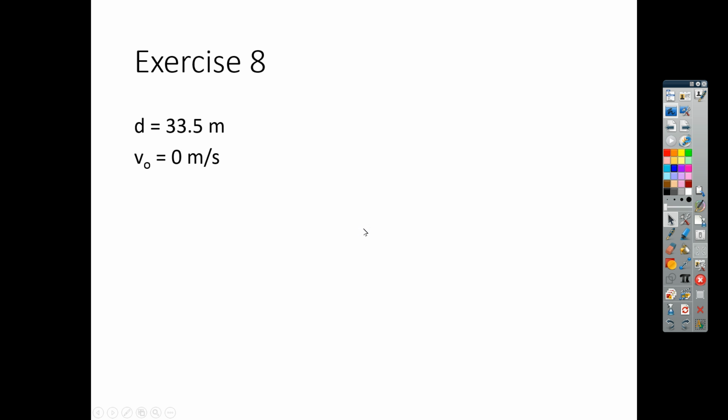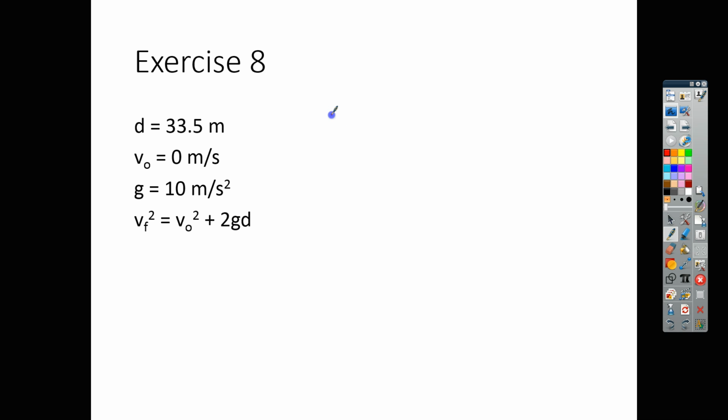So at this point, we know that the original velocity is 0. They don't give that to you. You have to remember that anything that falls drops with an original speed of 0. And gravity is about 10 meters per second squared. The reason we're using this equation is because we don't want to know at what time it takes it to fall, and we've not been given a time.